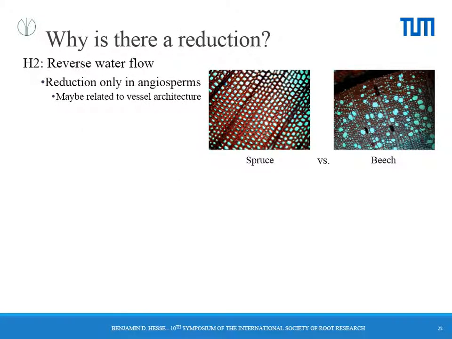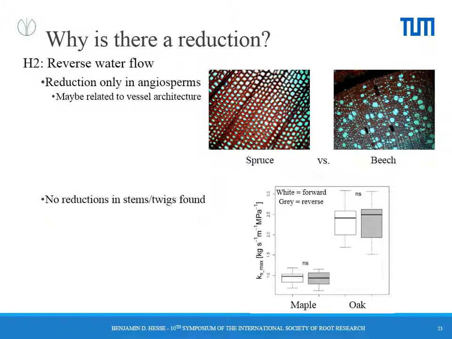So we then thought, okay, why is there a reduction? And we saw it was only in angiosperms. If you look at cross sections of conifers and angiosperms, the first difference that occurs to everyone is that angiosperms have vessels. And so we thought maybe all of this is just related to the vessel architecture.